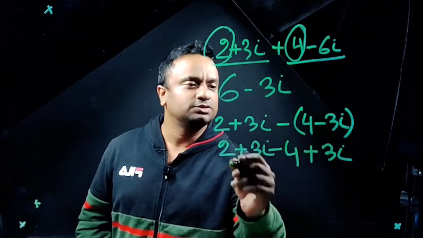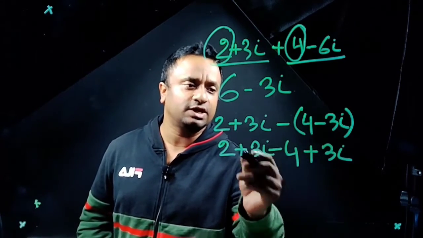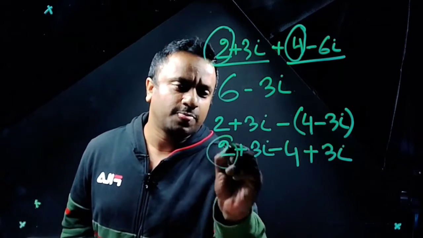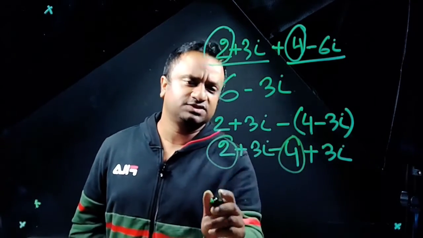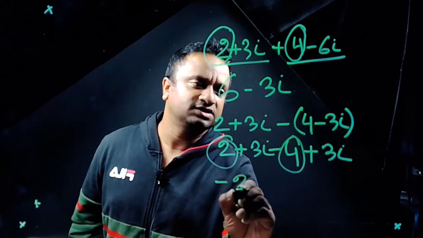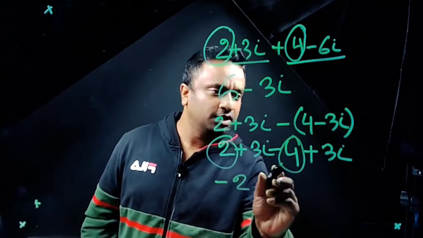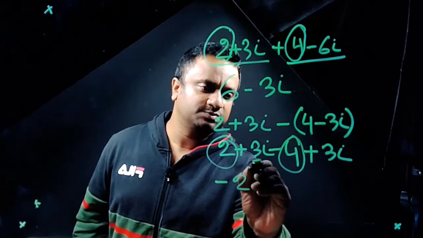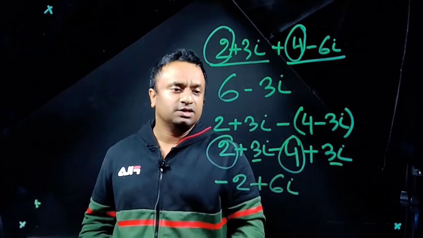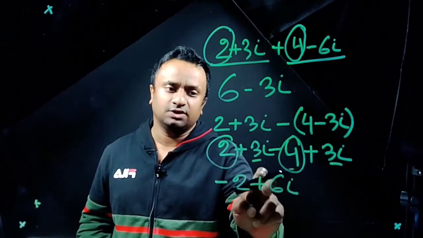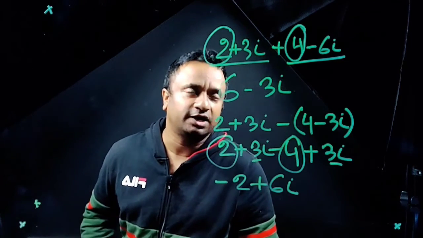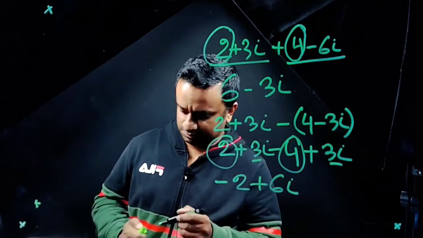Now we do the calculations just as we did in addition. We take the real parts first, so that's 2 and negative 4, it makes minus 2. Then our imaginary part is plus 3 and plus 3, so it is plus 6i. Don't forget to put the i, okay? So this is the trick, how we add and subtract complex numbers.